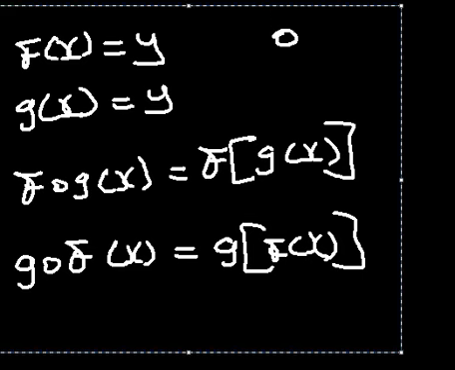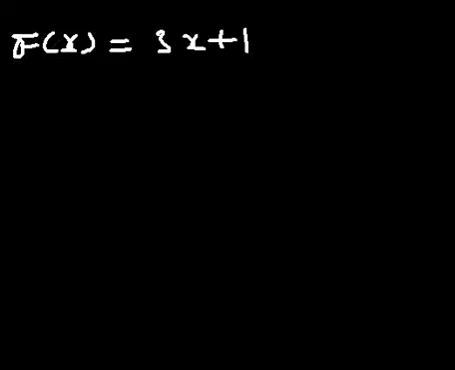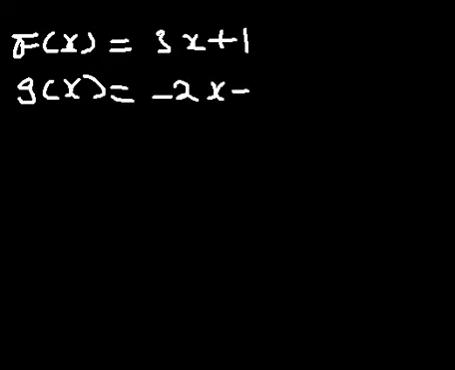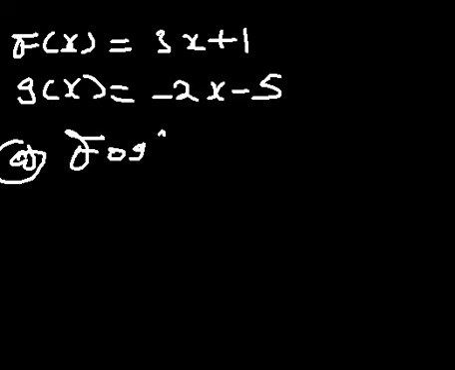Now what if we have the following cases, and see how we should combine the functions in a composite manner. For example, let's say we have a function f of x, which is given as 3x plus 1, and now we have another function g of x, which is given as negative 2x plus 5. So now compute the following. A, f composite g of x. So what is that one?